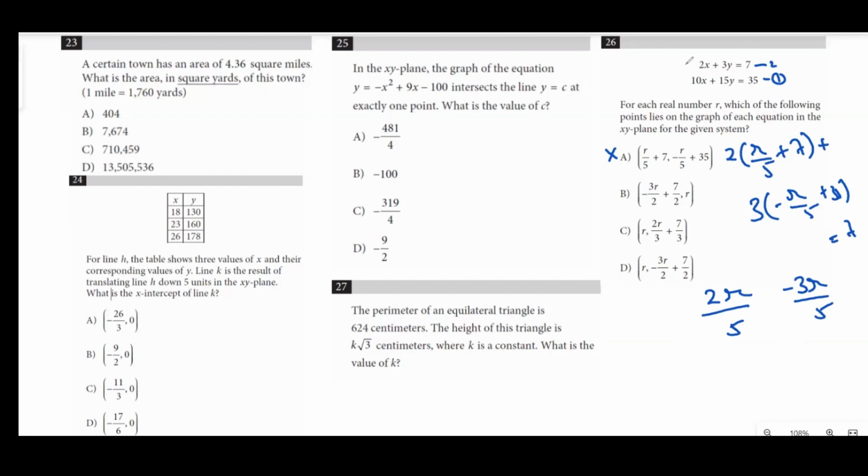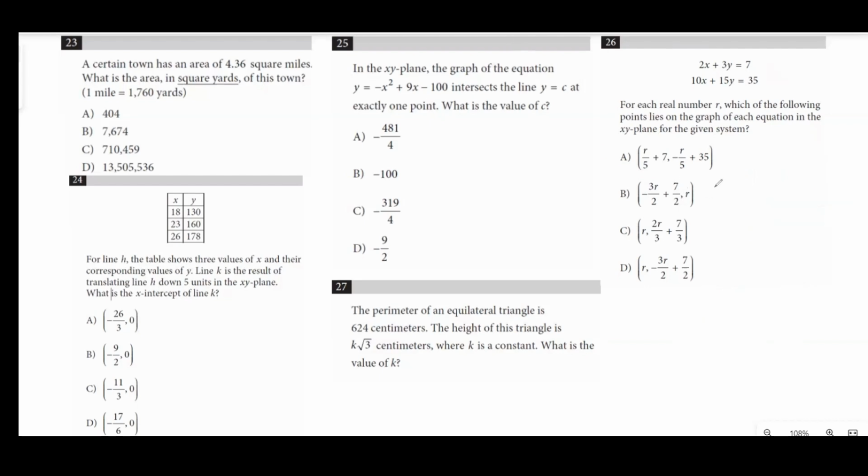Instead of x, I'm trying to say r. It should be independent of r. So option A cannot be my answer. Similarly, if I try to put option number B, you can see that 2 in the bracket x.